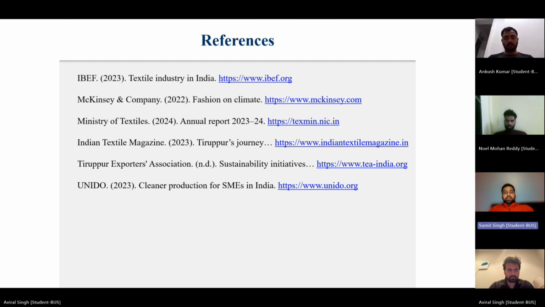IBEF 2023 and the Ministry of Textiles 2024 for sector-specific data on GDP contribution, employment figures, and policy frameworks. We also drew on insights from the Tirupur Exporters Association, which gave us a local lens on sustainability transformation already underway.